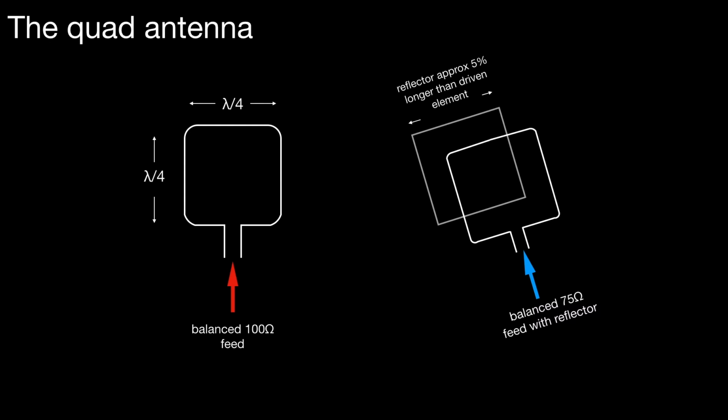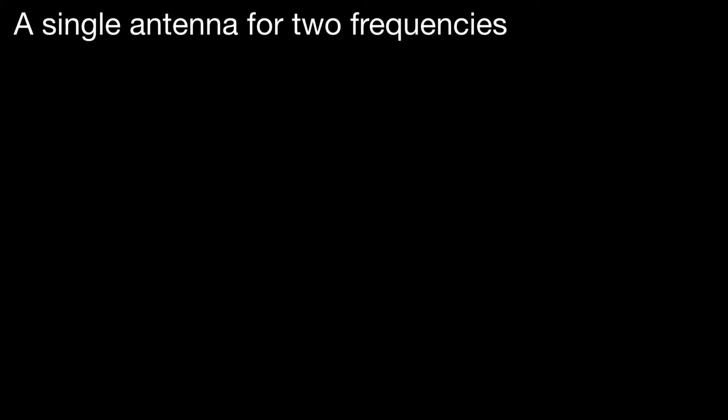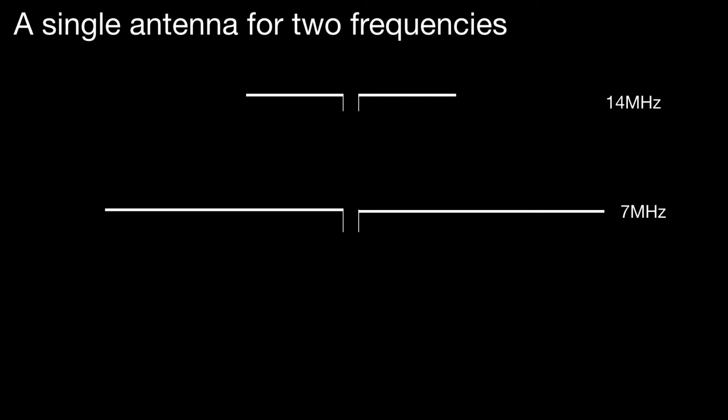This is why a folded dipole is quite often used on a yagi, because you start off with 300 ohms perhaps, but by the time you put in a few extra elements, it helps to reduce the impedance. So, a single antenna for 2 frequencies. Now, if we imagine we had a requirement to have a 14 megahertz antenna, it might look something like that. And then if we had a requirement for a 7 megahertz antenna, it might look something like that.